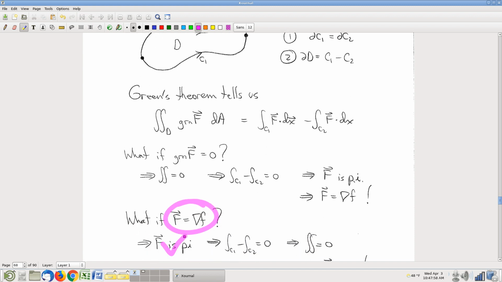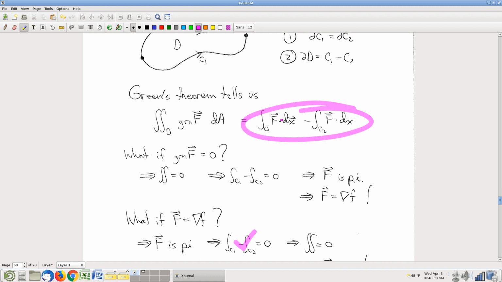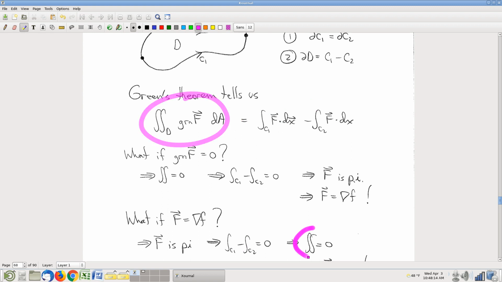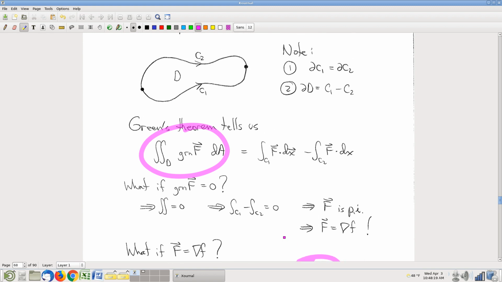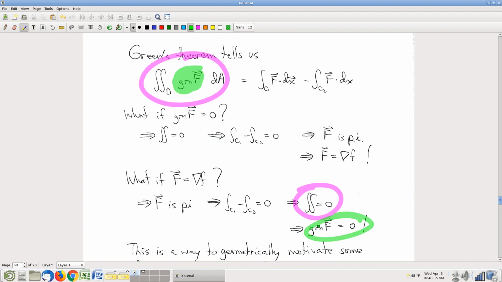Gradients, we know, are path independent, from previous discussion. Path independent means that these two integrals over curves that start and end at the same point will always be the same, and therefore this difference is 0. Well, if that difference is 0, that means this integral is 0. And if that integral is 0, no matter what picture I draw, no matter what region I pick, what function could possibly be in here? What could this possibly be? Whose double integral is always 0 on every domain? Only the 0 function. Right?